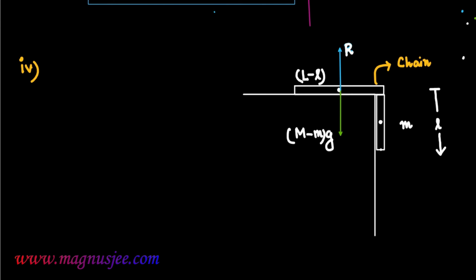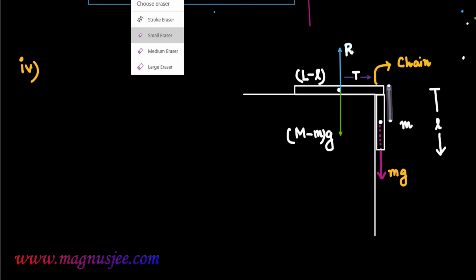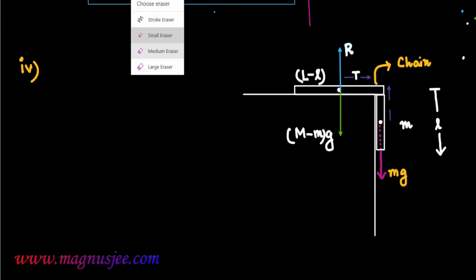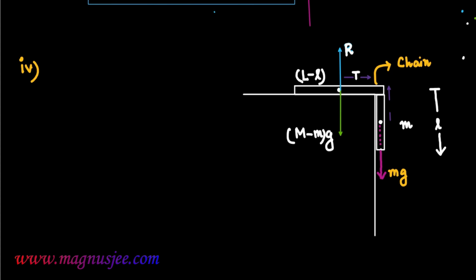R is the normal reaction acting on the remaining portion of the chain which is on the table, and the weight of the hanging portion of the chain, which is small mg, acts from the center of gravity of the hanging portion of the chain. Small m is the mass of the hanging portion of the chain, and here T is the tension acting on the remaining portion of the chain which is at rest on the table, and also there will be the same amount of tension acting vertically upwards on the hanging portion of the chain.